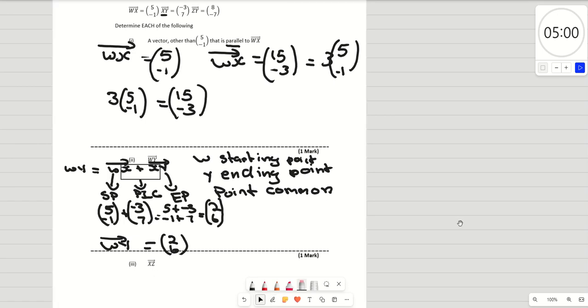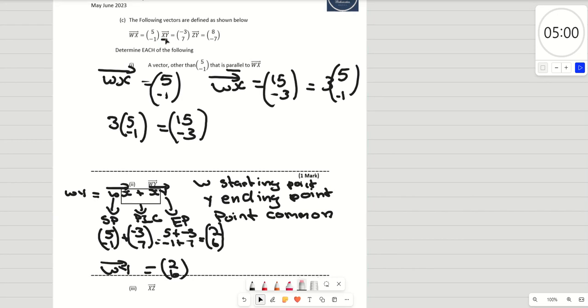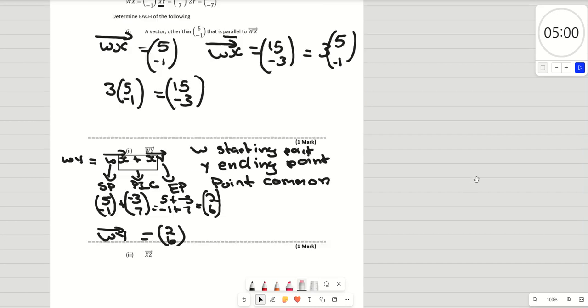Let's look at number 2. Number 2 is xz. We're looking for something that has x and z in it, right? What has x and z in it? Well, wx has x, but it doesn't have z, so we cannot use this. We can use xy and zy. So what are the vectors we're going to be using? xy and zy.